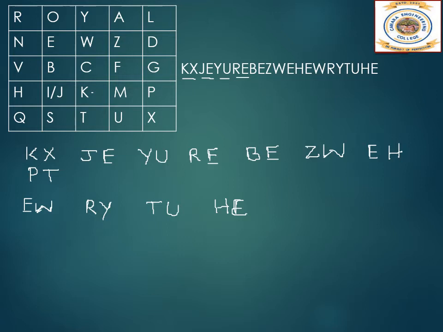Similarly, let us consider the next pair J, E. So where is J?